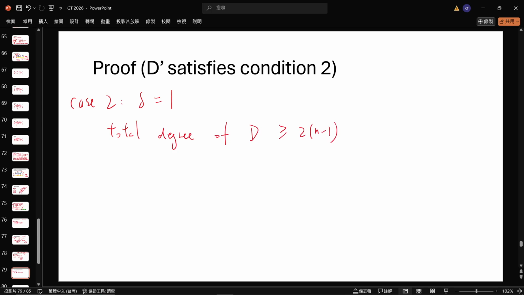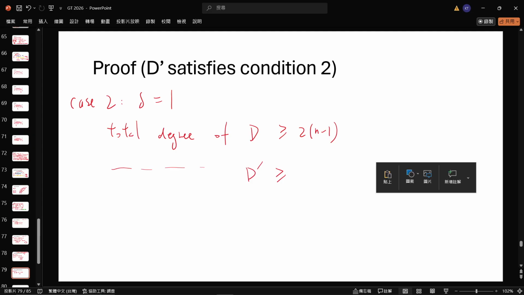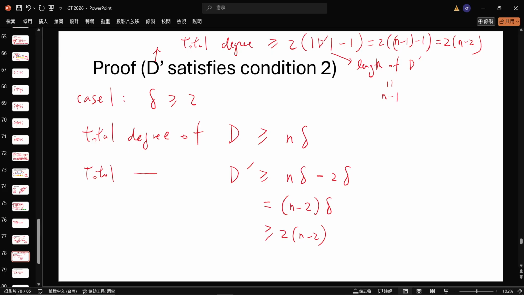Okay. So we know that by our assumption, the total degree is at least 2 times n minus 1. Okay. So this is because the original degree sequence satisfies condition 2. Okay. Now for d prime, so actually we use the same idea here. Okay. So because we minus 2 delta, but delta is 1, so this becomes minus 2.